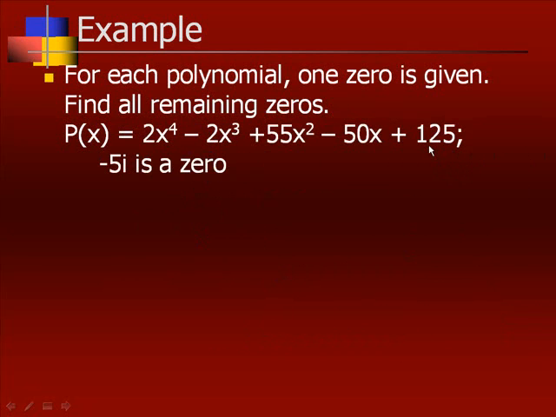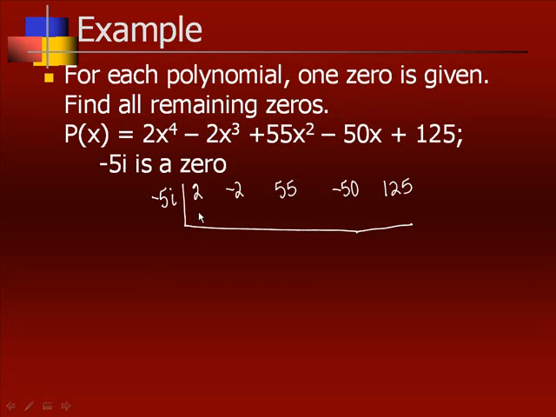Okay, let's do another one. For each polynomial, one zero is given, and they tell us that negative 5i is a zero. Negative 5i, there's our x to the fourth, x to the third, x squared, x, number. Negative 5i times 2 is negative 10i, which would give us negative 2 minus 10i.